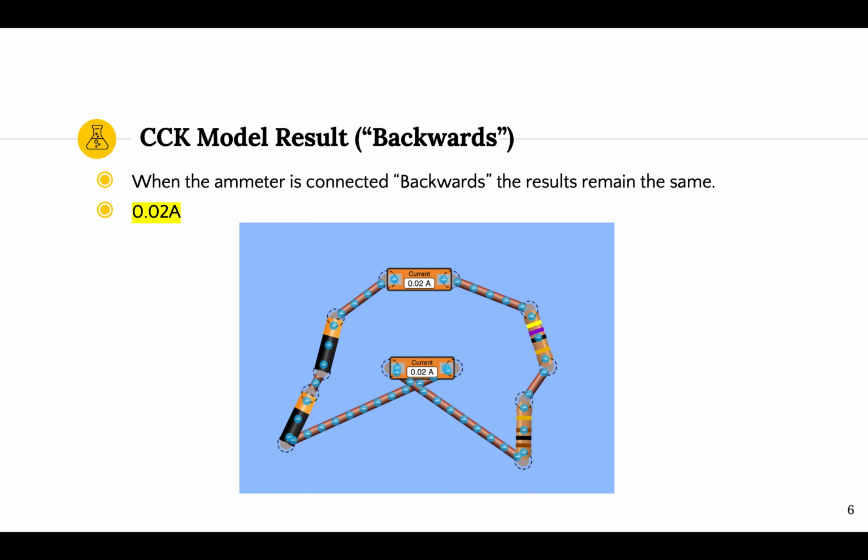So this is the CCK model result, but backwards. Basically, the wires were connected from the input to the output and switched. And when the ammeter is connected backwards, the results remain the same at 0.02 ampere.